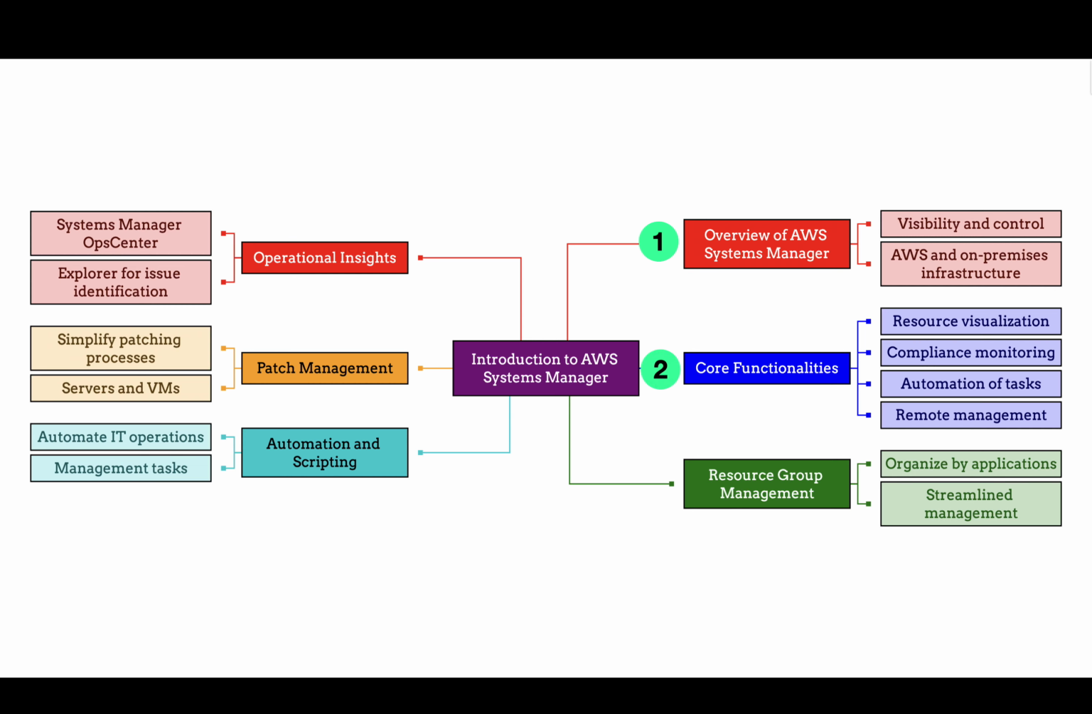2. Core functionalities, includes resource visualization, compliance monitoring, automation of operational tasks, and remote management. 3. Resource group management, organize resources by applications using Systems Manager resource groups for streamlined management. 4. Automation and scripting, automate common and repetitive IT operations and management tasks using Systems Manager automation.